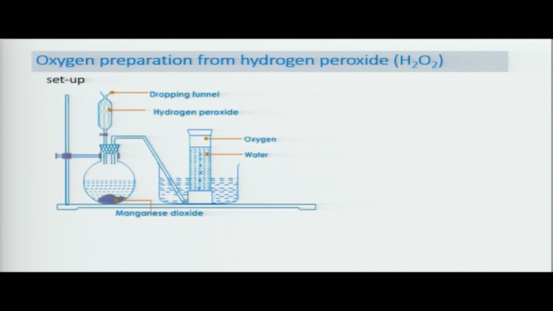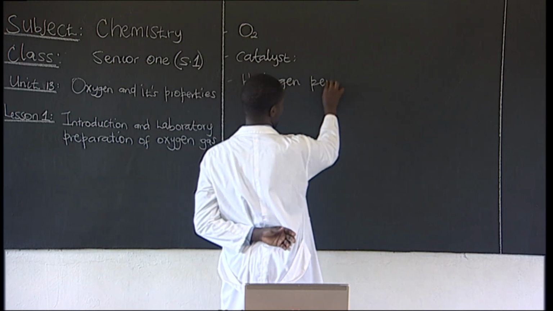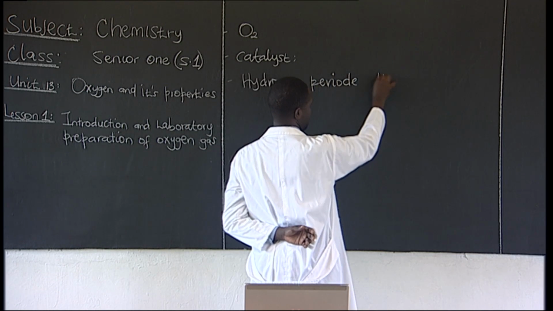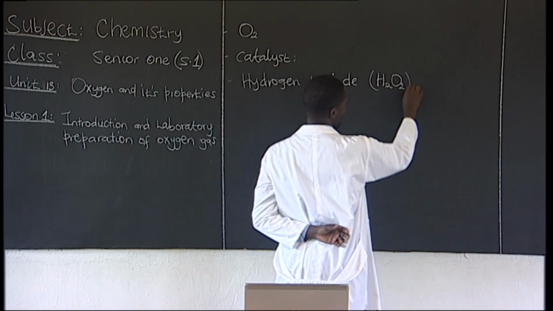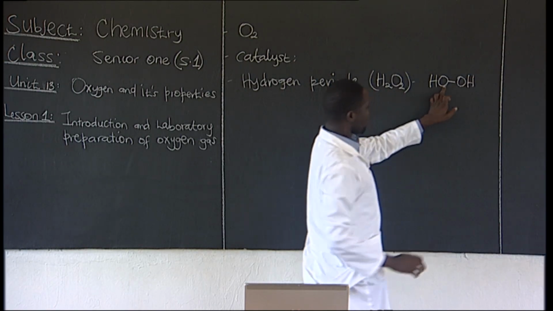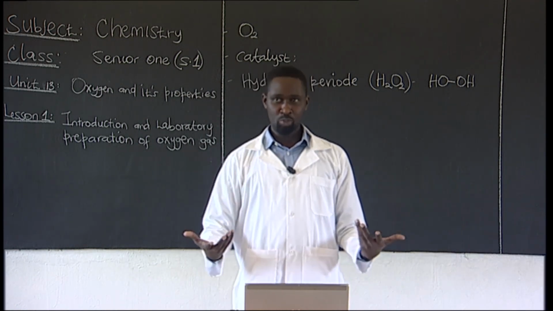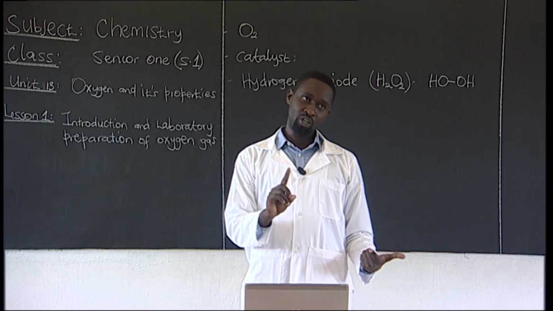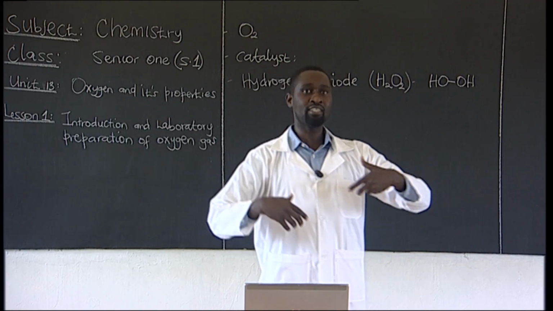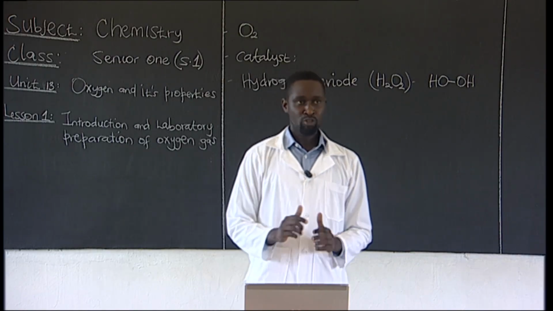Now, let's look at preparation from hydrogen peroxide. That is hydrogen peroxide, H2O2. This is its formula, so it is hydrogen, oxygen, like this. So there are 2 oxygen atoms and 2 hydrogens. So what do you need to prepare this oxygen gas? Like I told you, we shall first make a highlight of it, then another time we shall prepare and test it. So what do we need?